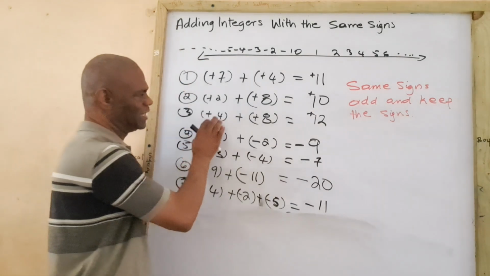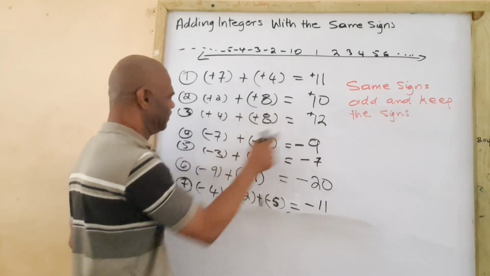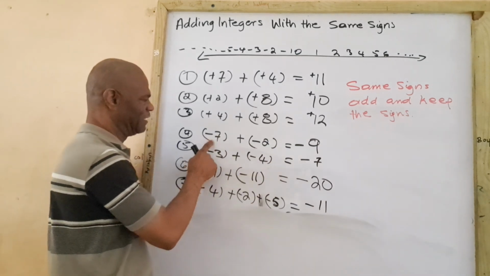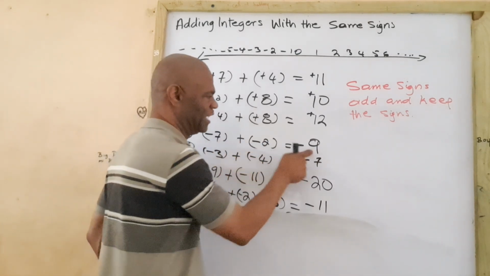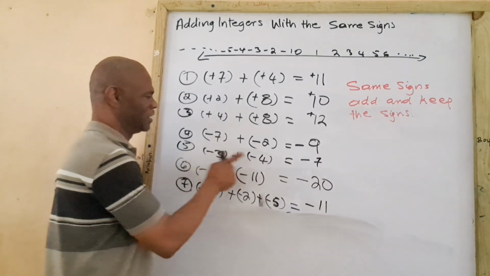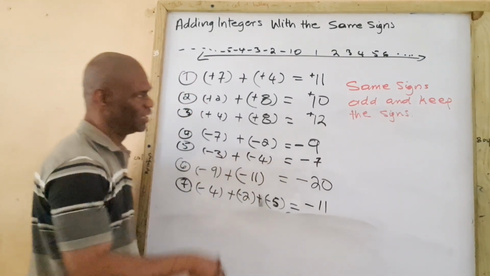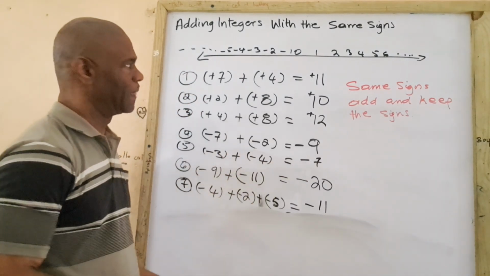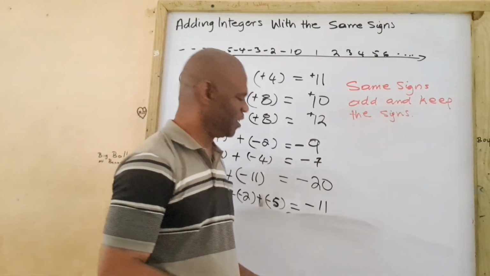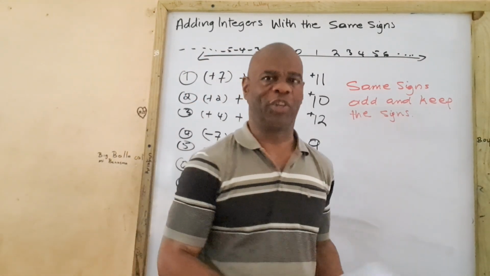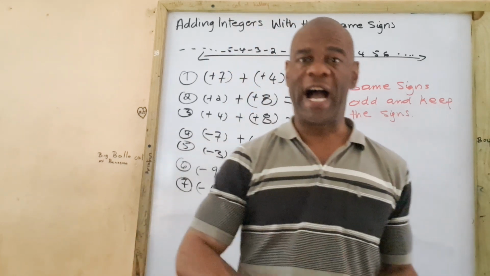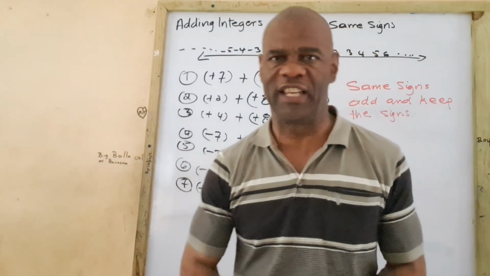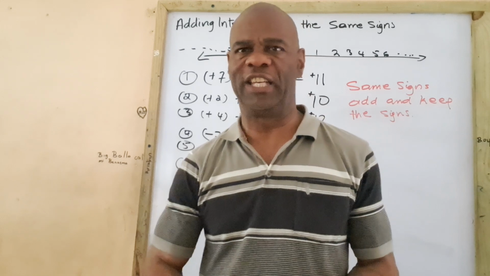So remember now, same sign, add and keep. Negative plus a negative gives us a negative result, and so on. Alright? So we're going to stop there for today. Just remember, what you need to remember is that when you're adding 2 numbers whose signs are the same, you add them and keep the sign.